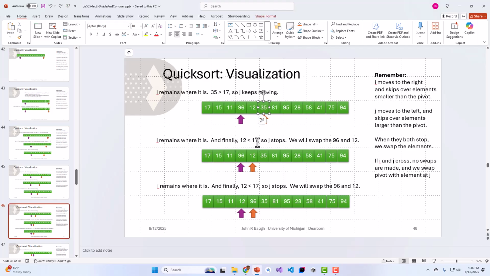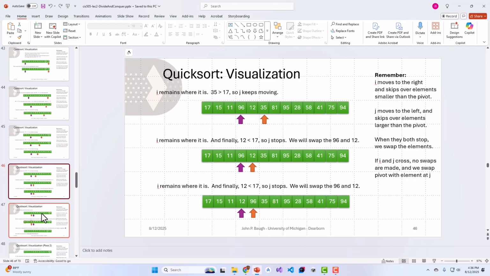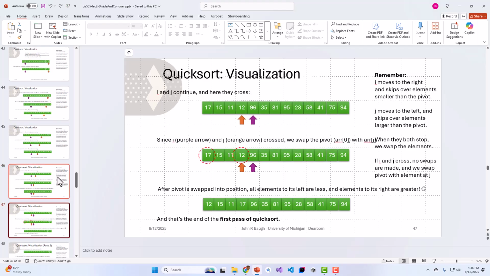That's definitely greater than 17. Now it finds a 12. Yay! So we stop. We found something smaller than our pivot of 17. Now what do we do? We swap those two elements. We swap the 12 with the 96. And at this point, you'll note that J has moved to the left and I has moved to the right, and we have swapped them. The purple arrow and the orange arrow crossed over.